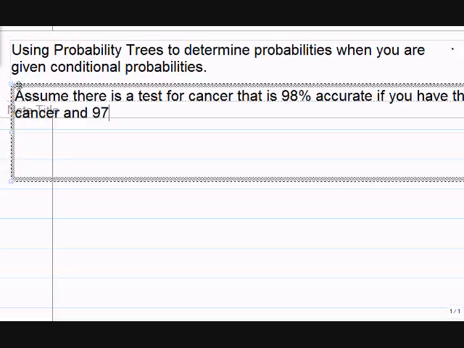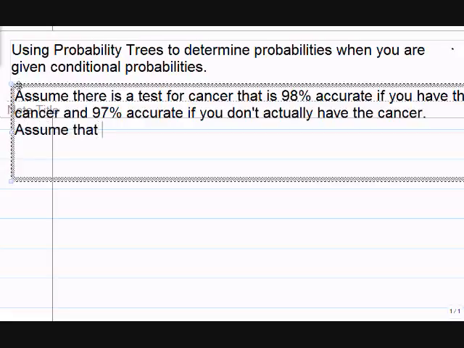And 97%, and we always did this with CPM too, the same kind of problem. We're going to call it 97% accurate if you don't have the cancer. Okay. And let's assume that 5% of the population actually has this cancer. So just making some numbers up.